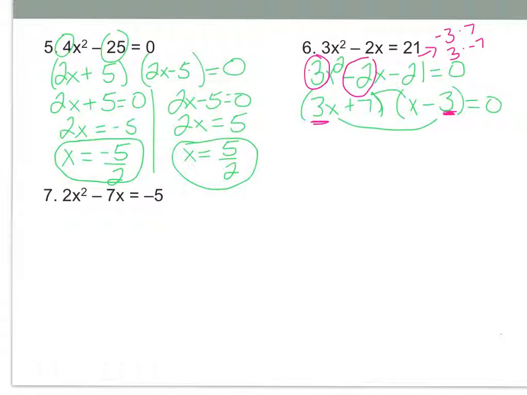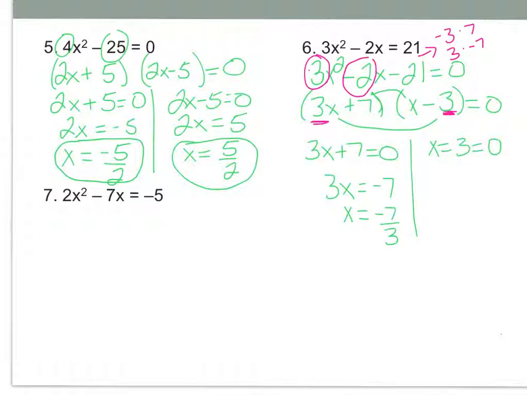Alright, now if I solve for x, going back to what's new in this lesson, we're going to take each of our factors, set them equal to 0. Alright, so on the left, let's subtract 7. So 3x equals negative 7. Divide by 3. X equals negative 7/3, which I will keep as a fraction because that is non-terminating.